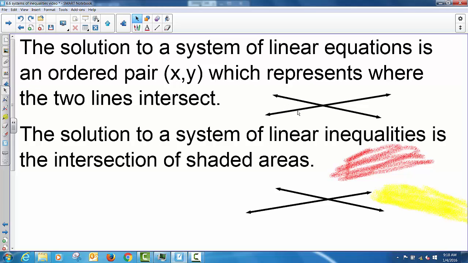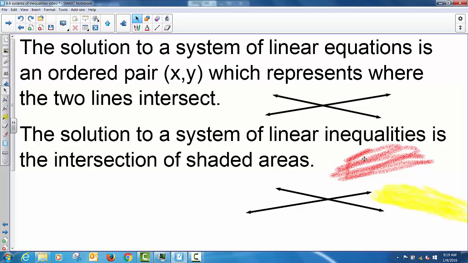So we have a line here that we drew from an equation. We have another line which we drew from a second equation, and where they intersect is the ordered pair, the x and the y, that you can plug in to both of the equations and come up with a true statement. Now, the solution to a system of linear inequalities is the intersection of shaded areas.